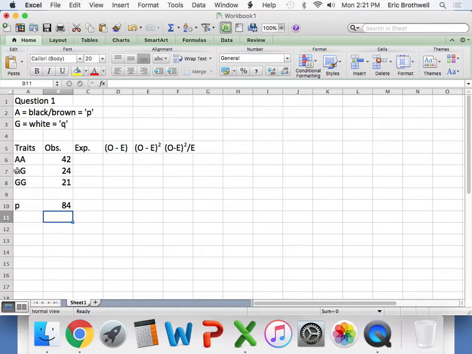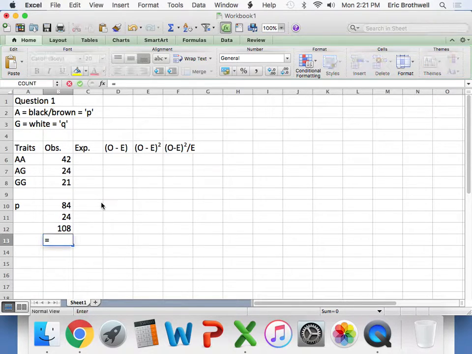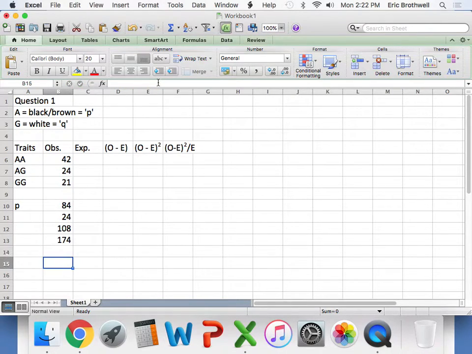For the AG, I have 24 of those. So I can add those up and I get 108. The grand total of these would be, add up these numbers, and then I need to multiply it by 2. So to do that, I put them in parentheses, times 2, and I get 174. So 108 out of 174, there would be my p-value.